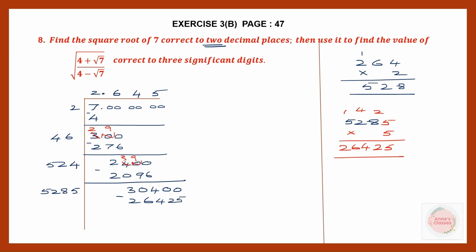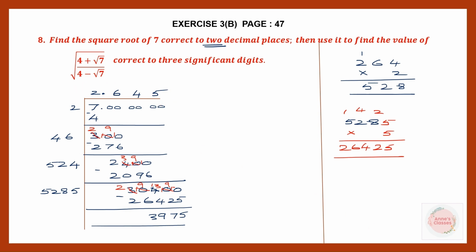26,425. Let's subtract this. Again, we need to borrow here. So this becomes 3, 10, 9 and 10. 10 minus 5 is 5. 9 minus 2 is 7. Now 3 we can't do. Again, we have to borrow. So we'll borrow from here. So this has now become 10 and 9. Now this has become 13. 13 minus 4 is 9. 9 minus 6 is 3. So the remainder is 3975.